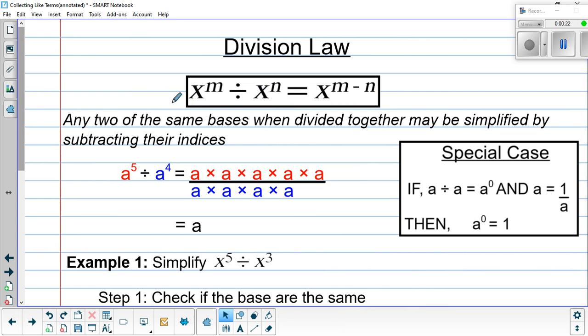Then we have an m and an n. So x to the m divided by x to the n. Well, before we added the indices, now we're going to subtract. So consider we have a to the 5 divided by a to the 4.